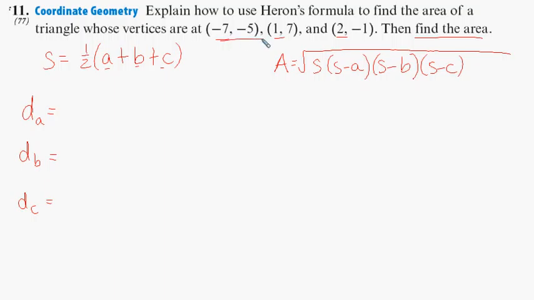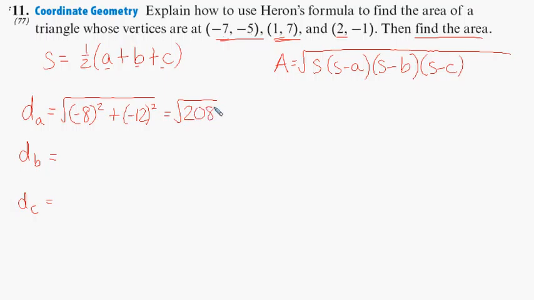So I'm going to first find the distance between these two. So -7 minus 1 is -8, squared, right? Then we have -5 minus 7, which is -12, squared. And when we add everything together, that should give us the square root of 208. Now, don't take time to simplify any of this, just leave it like it is.